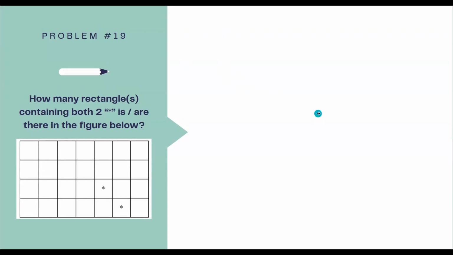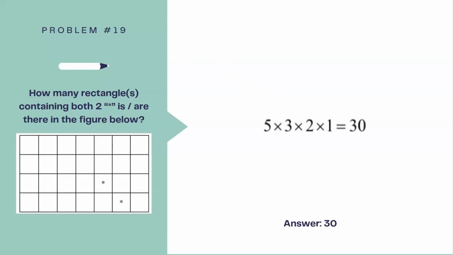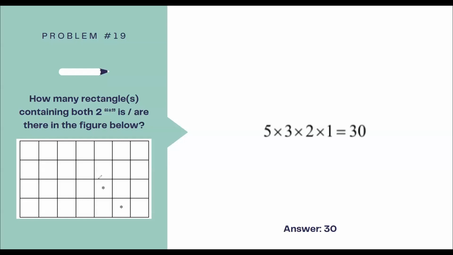Okay, so let's see. The solution will be 5 times 3 times 2 times 1. How do we get that? So we have 1, 1, 2, 3. Then we have 2, 3, 4, and 5.